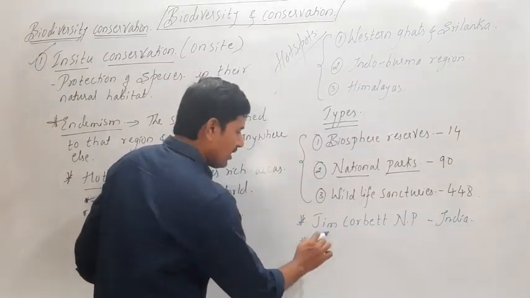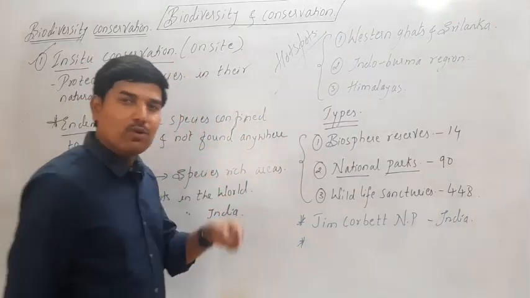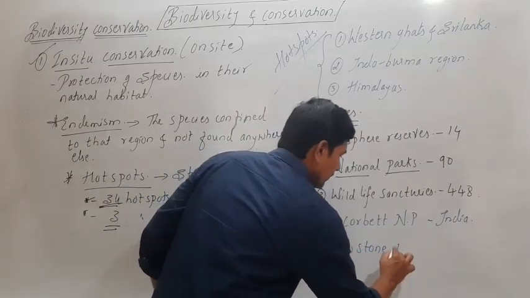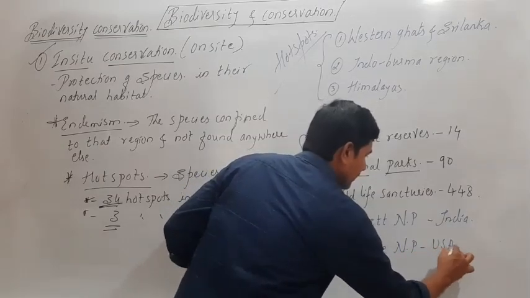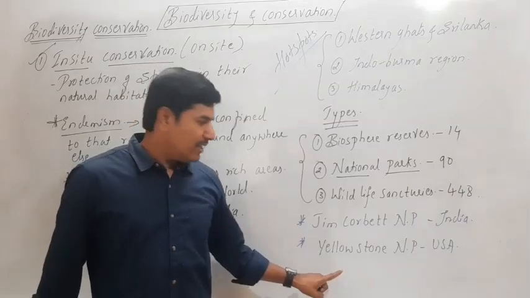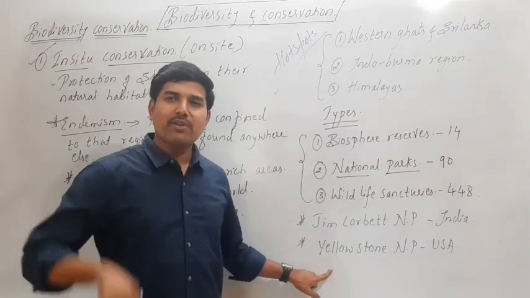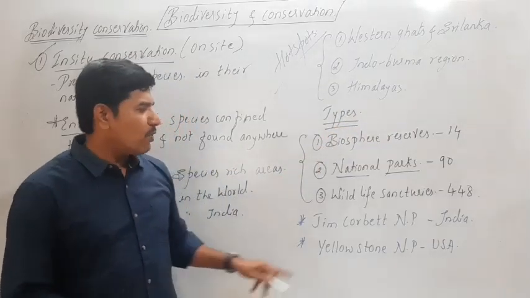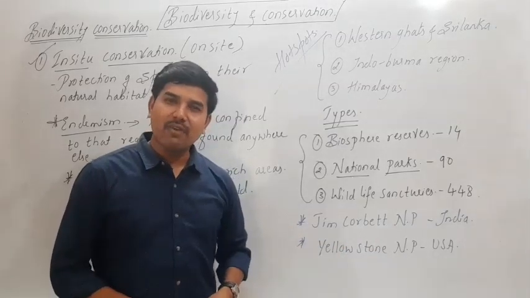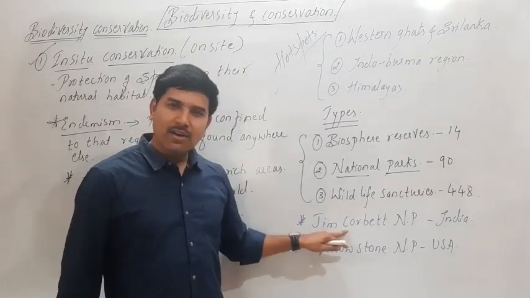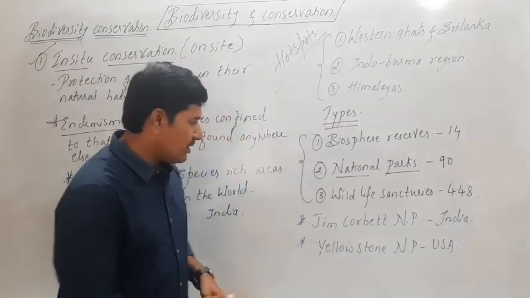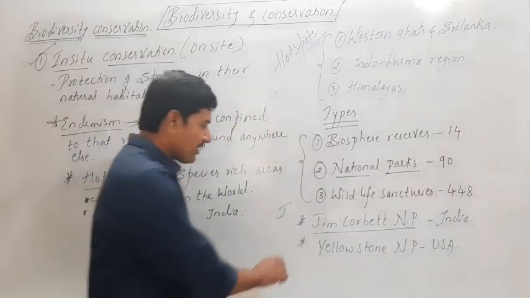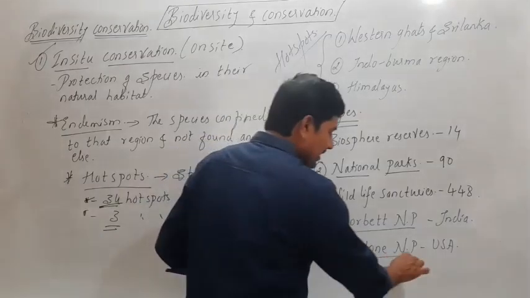Then, in the world, the first national park is Yellowstone National Park. This is in the USA. Yellowstone National Park is the first national park in the world, located in the USA, and it was established in the 1800s. And Jim Corbett National Park is the first national park in India, located in Uttarakhand of India. So Jim Corbett was the first national park in India, and in the world the first national park was Yellowstone National Park.